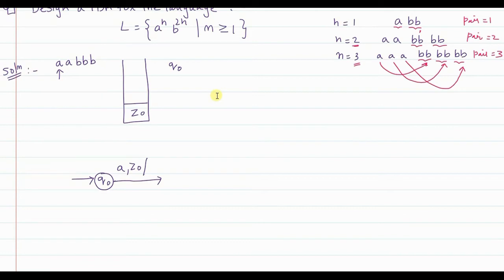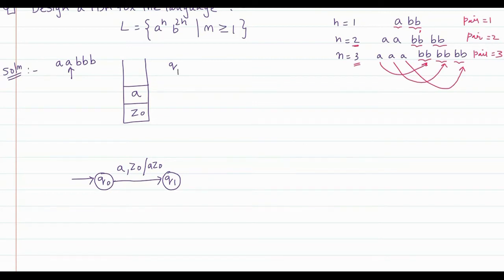So what I am going to push? AZ0. And by doing that, I am going to the next state, that is Q1. So when the first A is encountered, I am going to push this A onto the stack, and the pointer will then point to the next A. The first A is already on the stack, and by doing that, from Q0 state, that is idle state, I am going to the Q1 state.